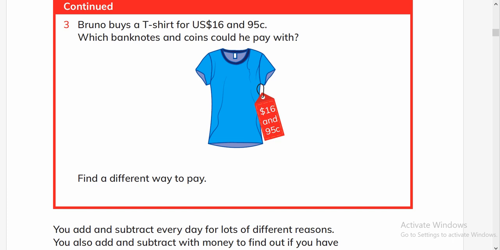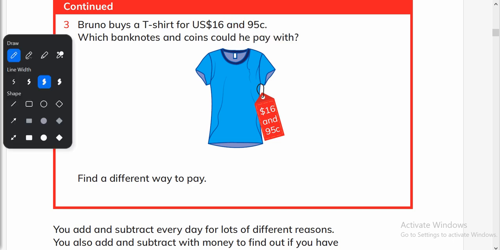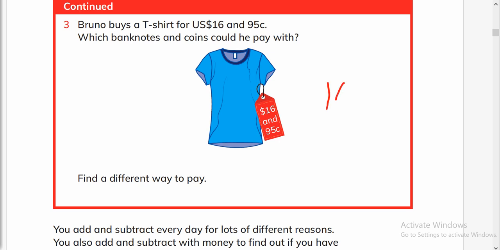Bruno buys a t-shirt of 16 US dollars and 95 cents. How will we write 16 dollars and 95 cents? It will be written as 16.95 dollars. Which banknotes and coins would he pay with? Oh, it is 95 cents. I have written 9 cents only. 95 cents.